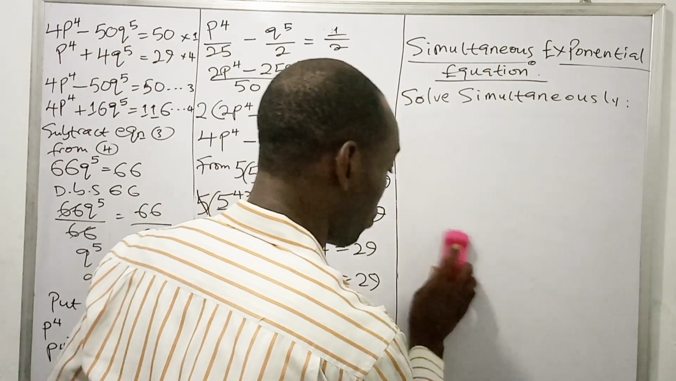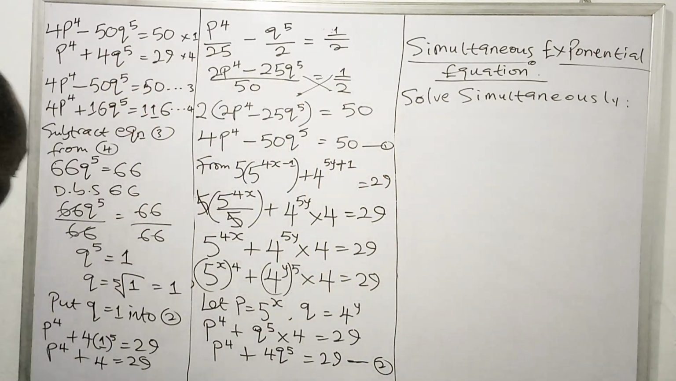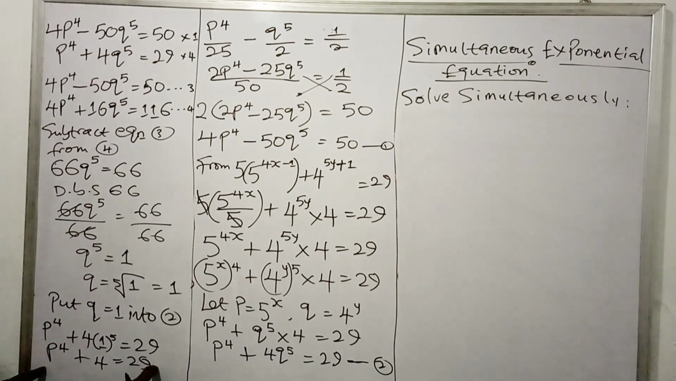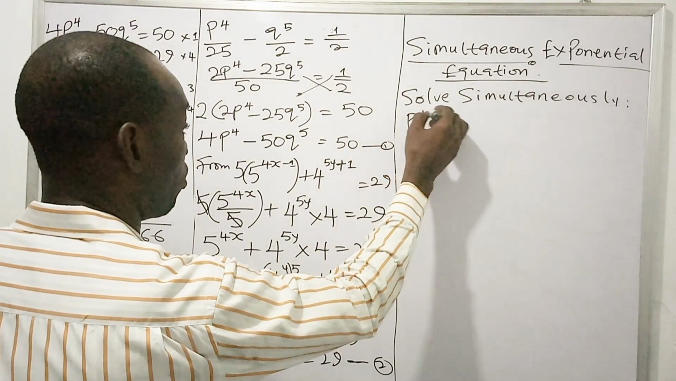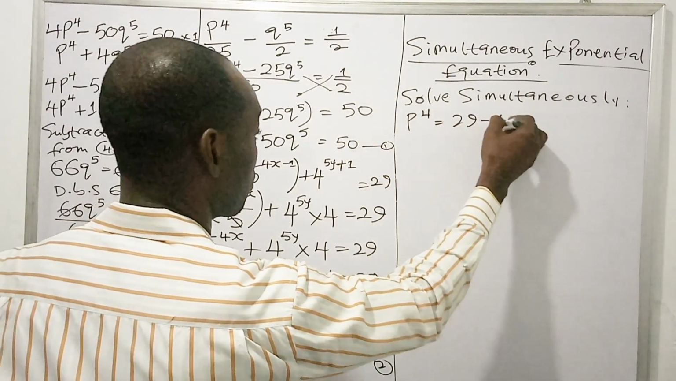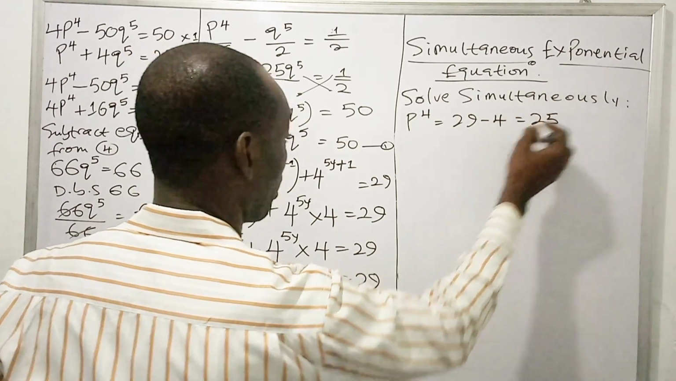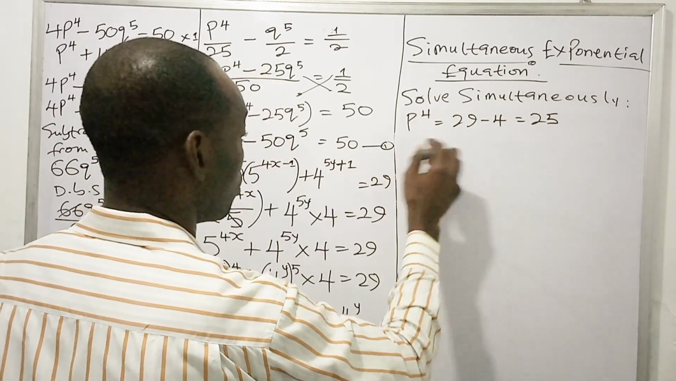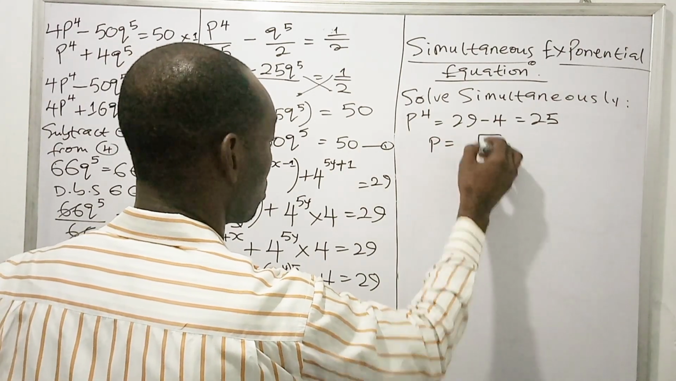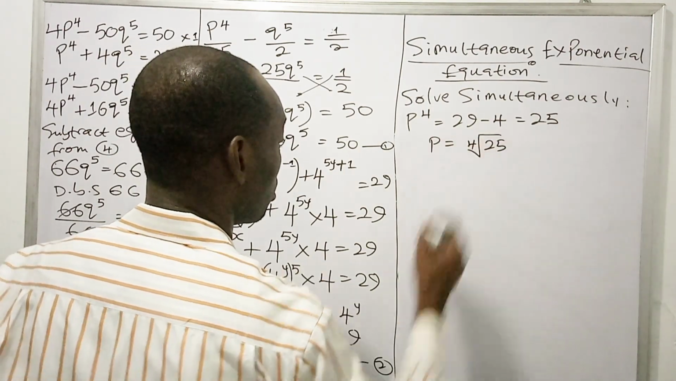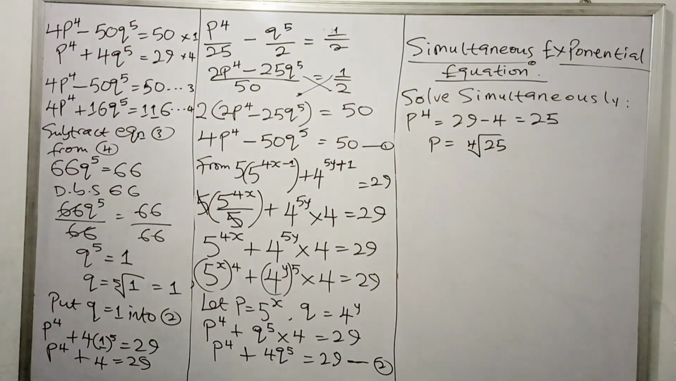So let's come to the side of the board and see how we can complete the remaining part of this question. If we move the 4 to the right hand side, p to the power 4 becomes 29 minus 4, and that will give us 25. So to get the value of p, p becomes the fourth root of 25.